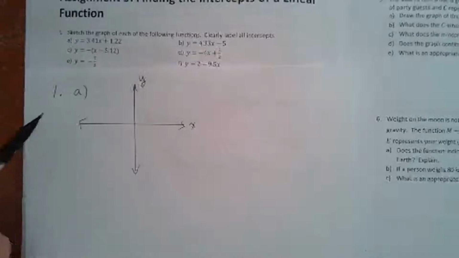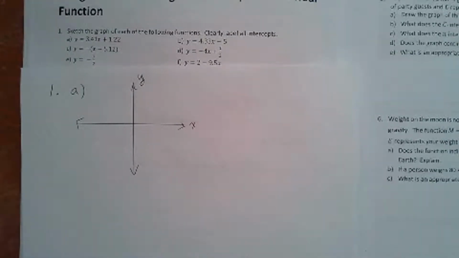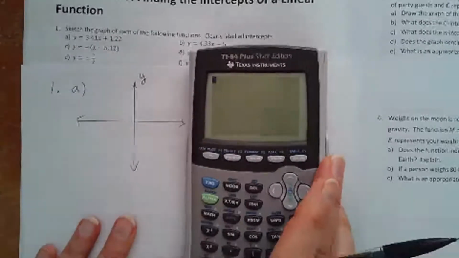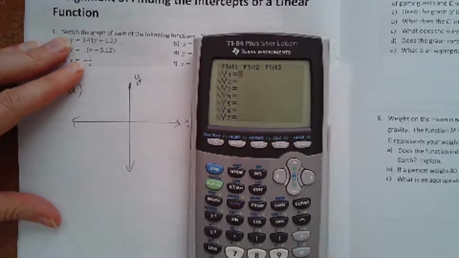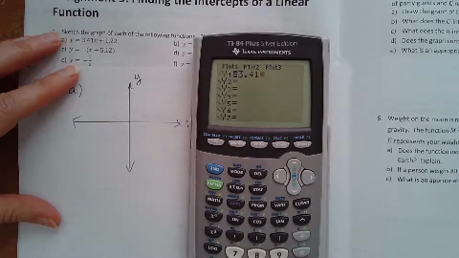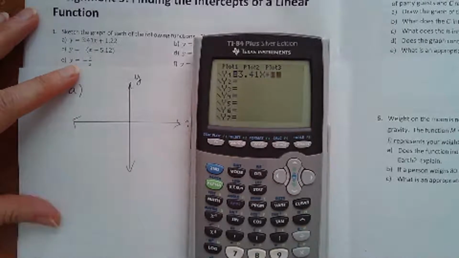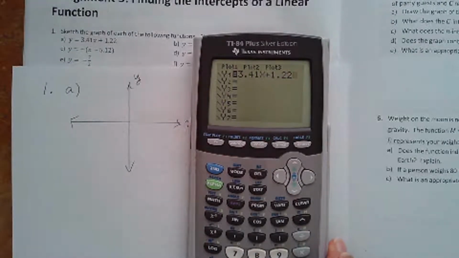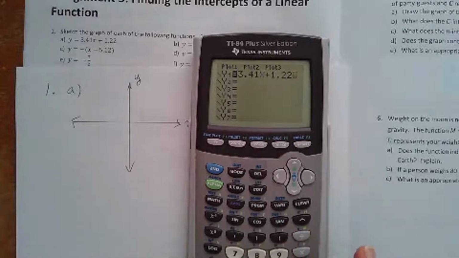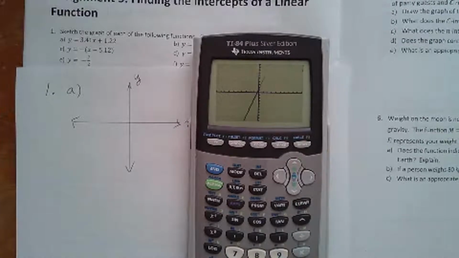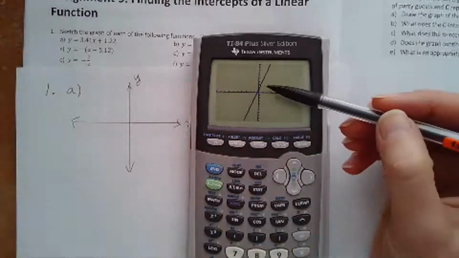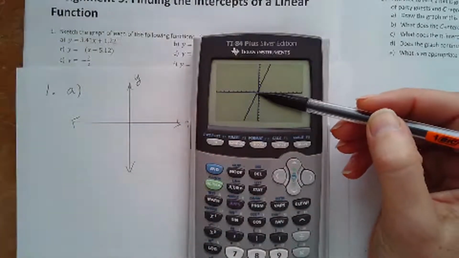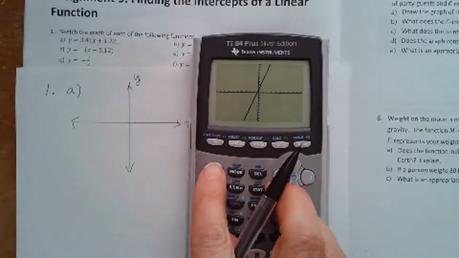Okay, so I'm going to clear my calculator out. And now into my y equals screen, I'm going to enter in 3.41x plus 1.22. Okay. Now I cleared my calculator, so I'm back to just the regular window setting. So let's see if that's good enough. And I guess it is. I can barely see these two, but it's going to cross here and here. It almost looks like it's crossing at the center, but let's see.